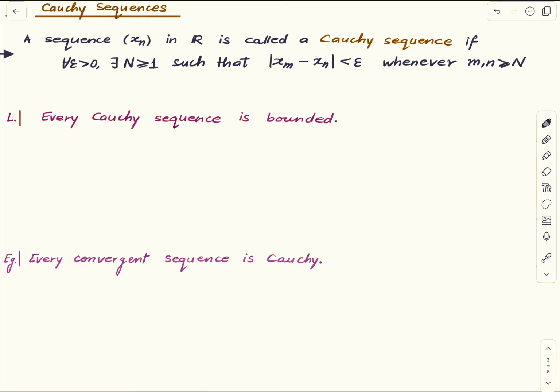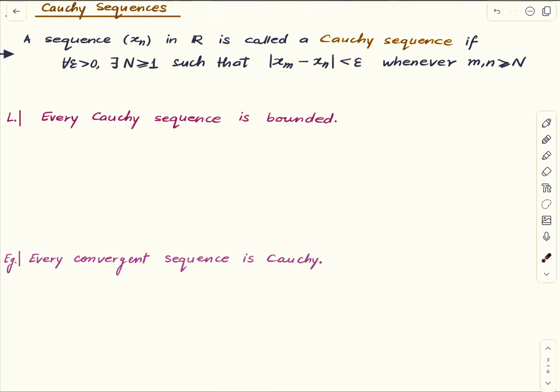So what is it trying to say? It's trying to say that you fix some tolerance level, then beyond a certain point, any two elements of the sequence are the same up to a tolerance of epsilon. Any two elements of the sequence beyond that point are kind of the same up to a tolerance of epsilon. That sounds like a very strong property, right?